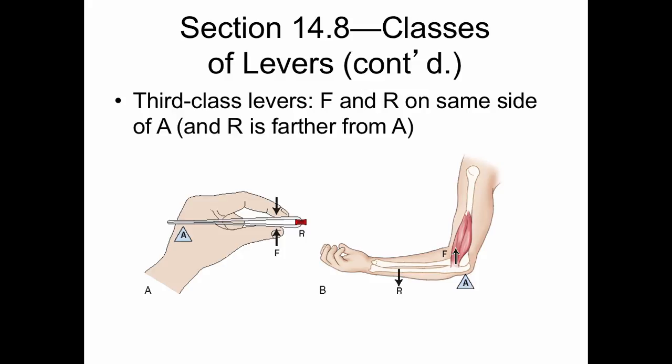A third-class lever, F and R are on the same side of A, and R is farther from A. The brachialis is a third-class lever. It has less leverage, but the advantage of less leverage is that it gains the ability to move the forearm quickly through its range of motion.